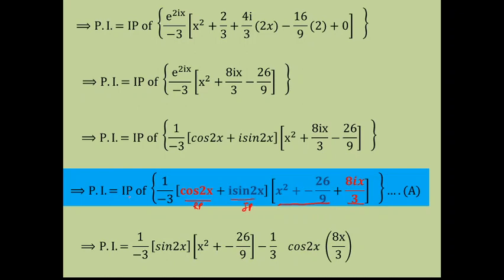Okay. So when we wish to obtain the imaginary part, what we will do is multiply the real part of the first bracket with the imaginary part of the second bracket. So what am I having? And similarly for the other term, I am going to multiply the imaginary part with the real part. So what I am having, see here, sine 2x, x square minus 26 by 9, right?